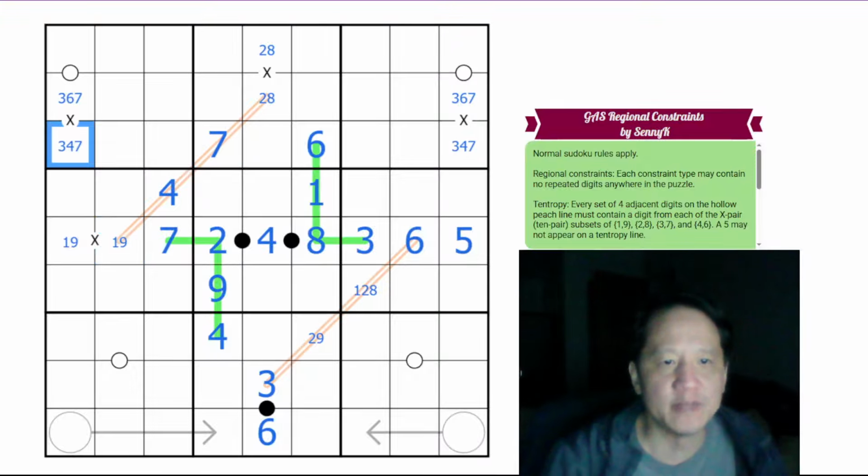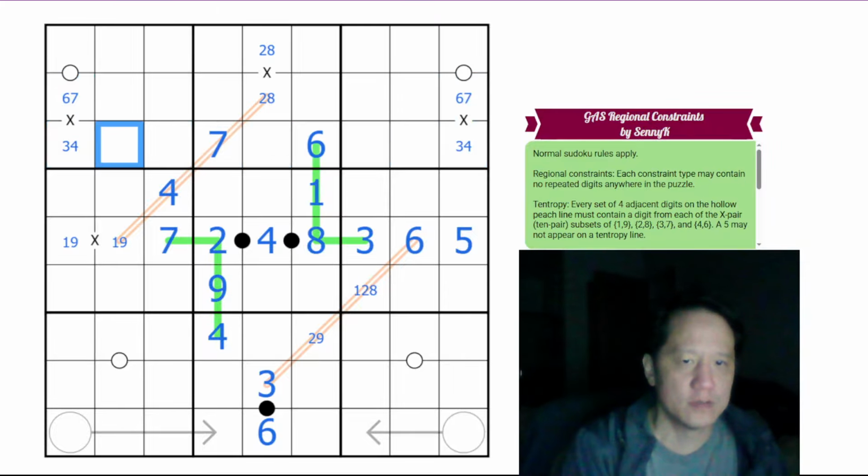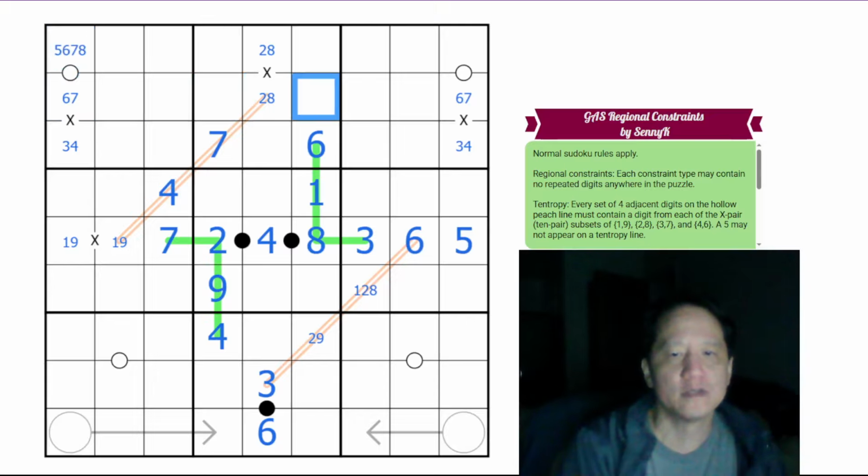This 7 eliminates 7 in the rest of the row. So this is 3 or 4, which means this can't be 3 or 4, because that would guarantee this has to be 6 or 7 here. 6 or 7 is consecutive with 5 through 8. But it cannot have a 6 or 7 because of regional constraints of the white Kropke dots. So this is 5 or 8.